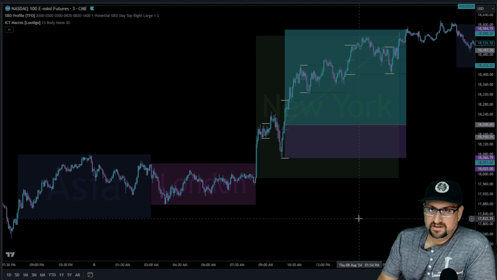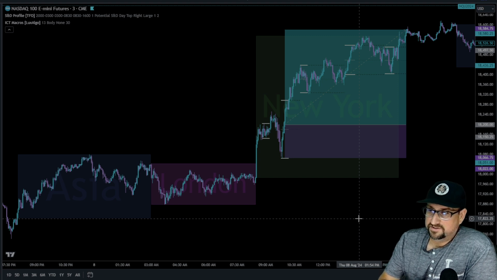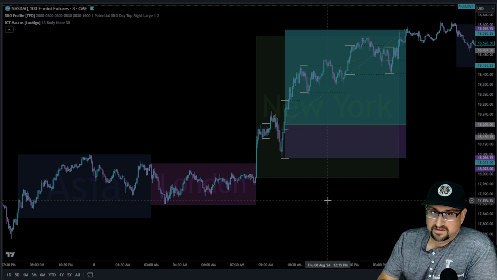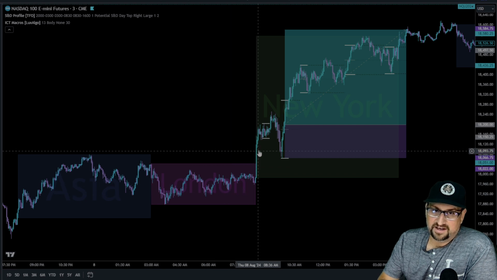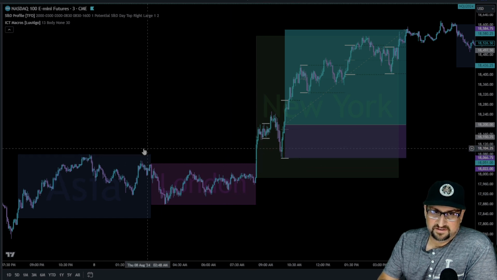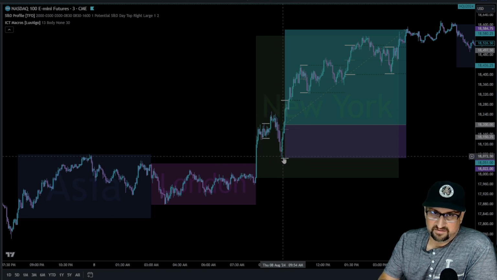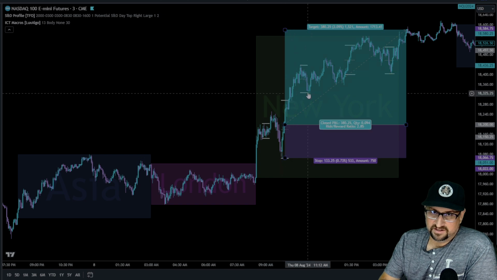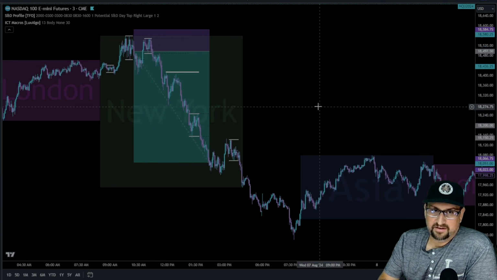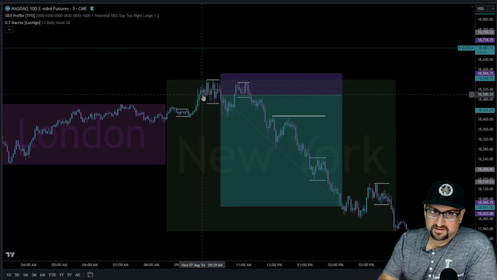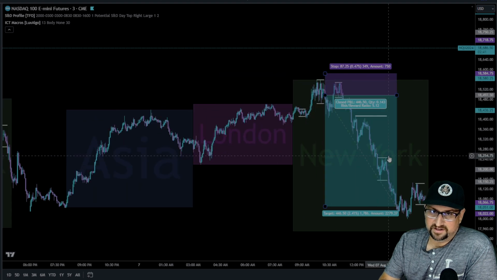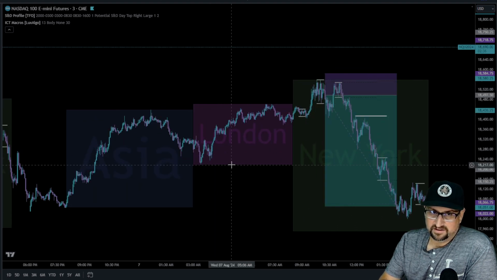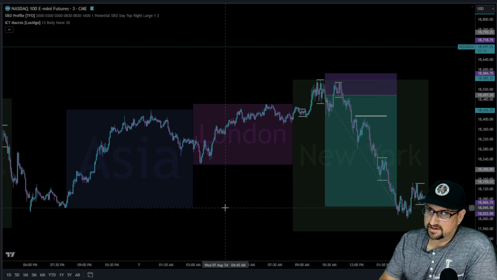All right. So this is the entry model. When we blast through these time-based liquidities, and then we come down and we respect a fair value gap like this, then I'm looking for a continuation. When I see a flip, that's where I'm looking for us to go in the other direction. And what am I targeting? London lows, Asia lows.